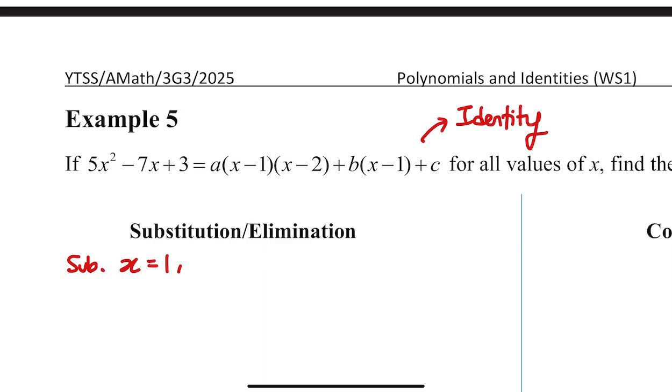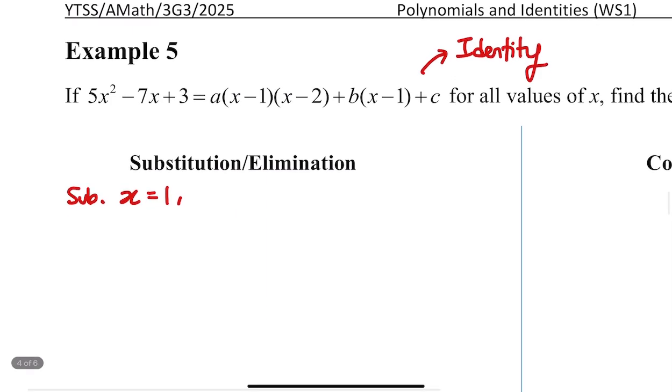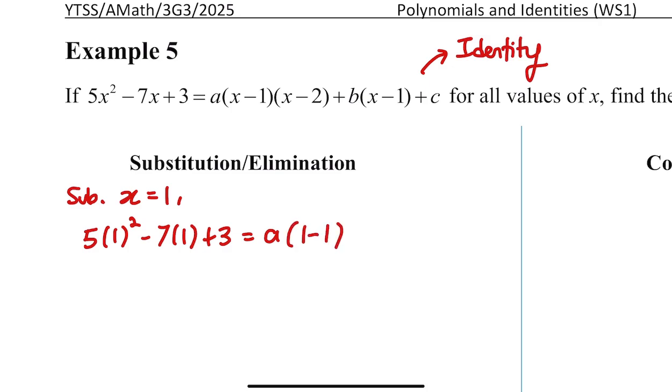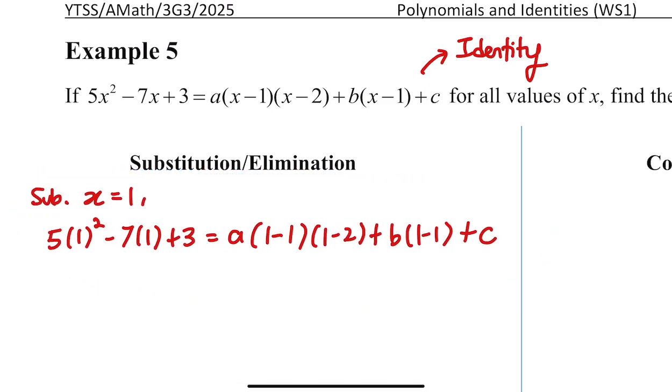Of course, when I do that, let's see what happens. When I sub x equals 1, I'll get 5 times 1 squared minus 7 times 1 plus 3, which is equal to a times (1 minus 1) times (1 minus 2) plus b times (1 minus 1) plus c. Let me move this to the left a bit. Then we analyze: 1 minus 1 is 0, so anything times 0 is equal to 0.